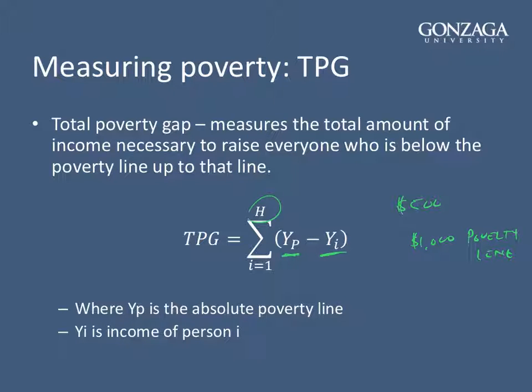So say we have 5 people. One person has $500, so it's going to take the 500, the difference for them. Say one person makes $800, so they're $200 below the poverty line. Suppose another person makes $900, so they're $100 below. Suppose another person makes $400, so they're $600 below. And lastly, suppose another person makes $950. So the total poverty gap for these 5 people would be 500, 700, 800, 1450. And that's all you would do.